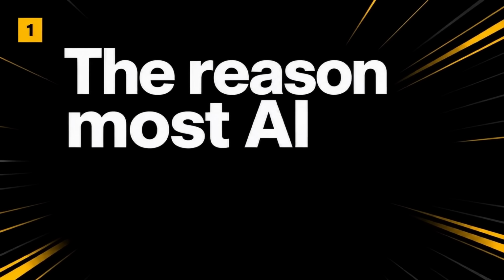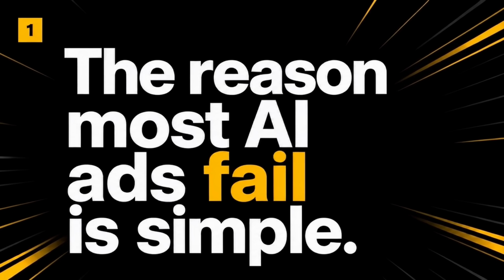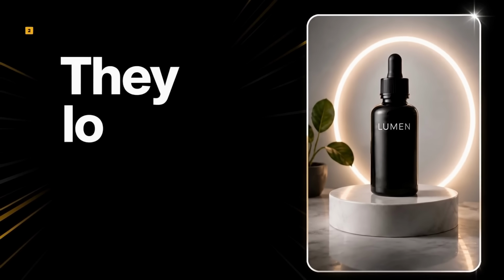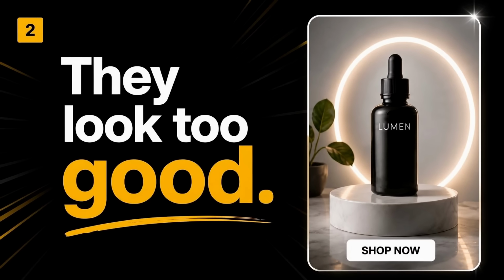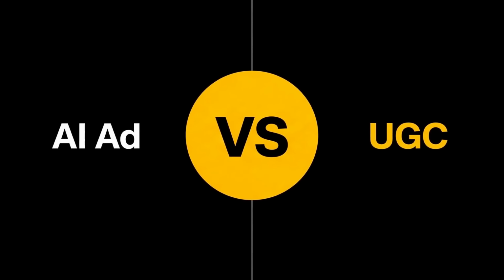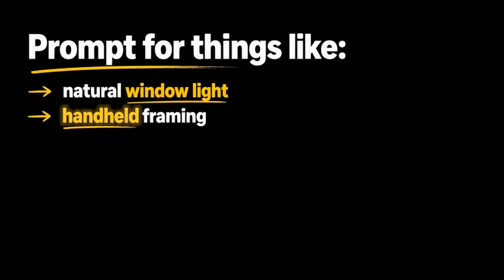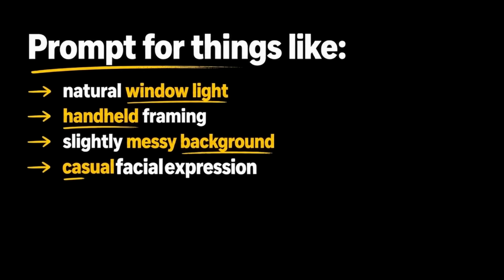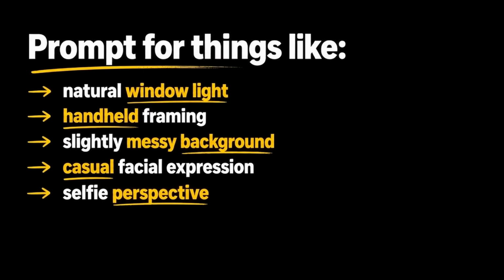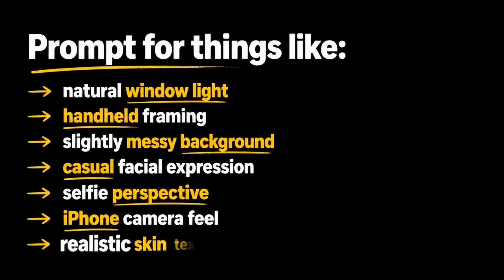The reason most AI ads fail used to be because they looked fake and uncanny. Now with better AI models, it's because they look too good. UGC ads are not supposed to feel like a studio production. They should feel raw, natural, and a little imperfect. So instead of prompting for beautiful product photography or cinematic influencer content, you want to prompt for things like natural window light, handheld framing, slightly messy background, casual facial expression, uneven composition, selfie perspective.